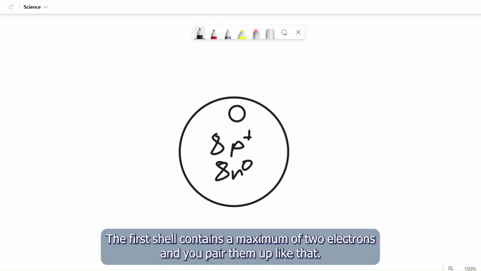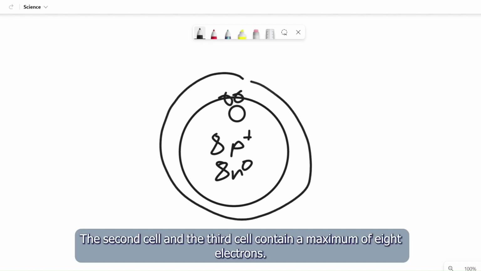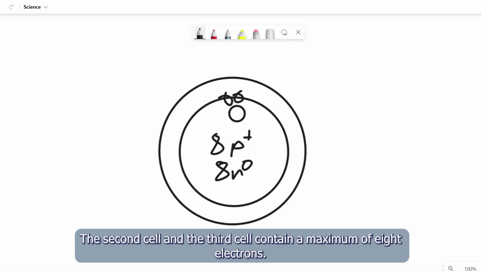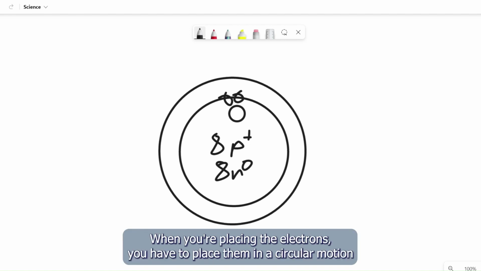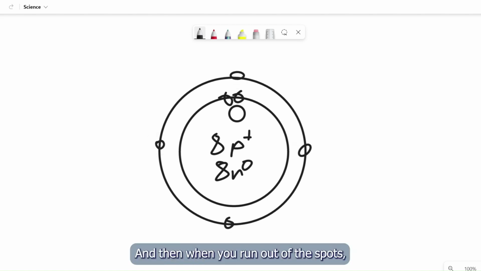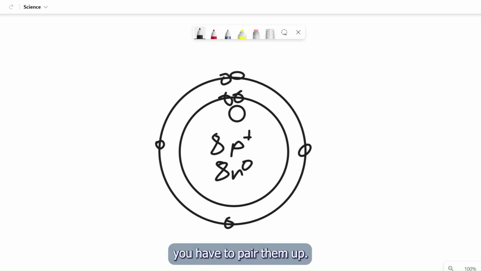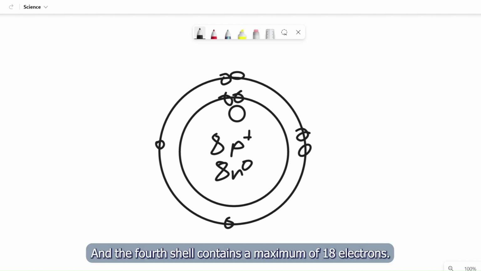The first shell contains a maximum of 2 electrons, and you pair them up like that. The second shell and the third shell contain a maximum of 8 electrons. When you're placing the electrons, you have to place them in a circular motion, and you place 4 of them, and then when you run out of the spots, you have to pair them up. And the fourth shell contains a maximum of 18 electrons.